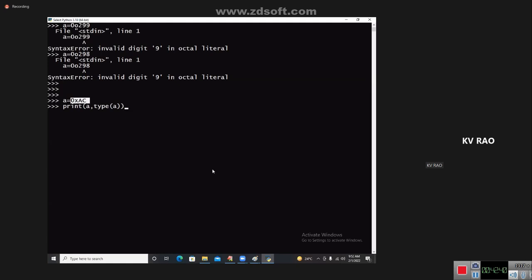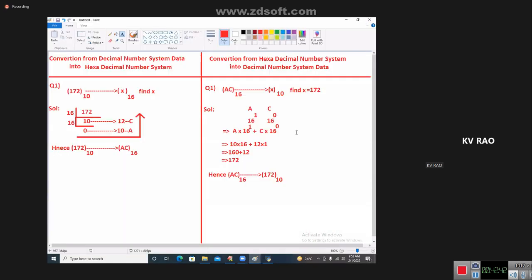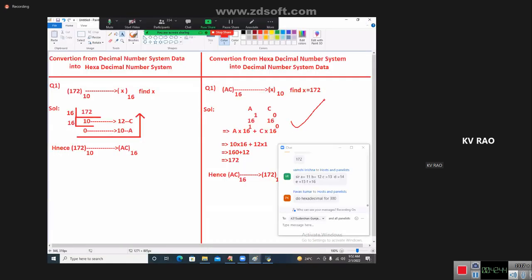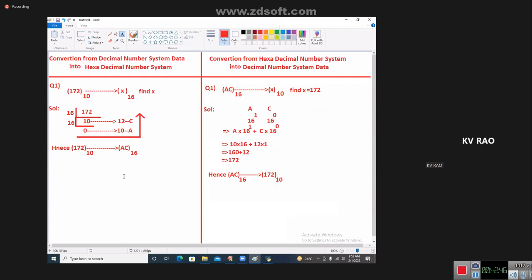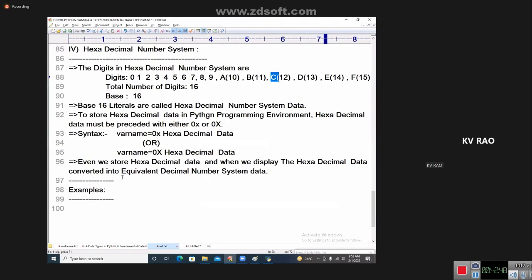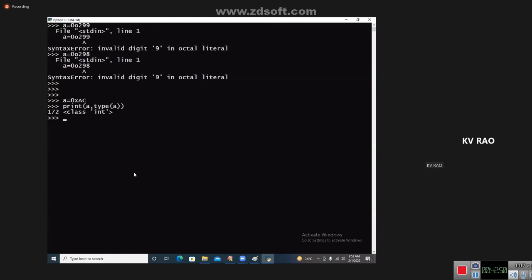This is a hexadecimal. In the second window, this is going to come. How is it done? You go to this environment and press the enter key: 172. And one of my favorite students, Pawan Kumar, is asking about 300.